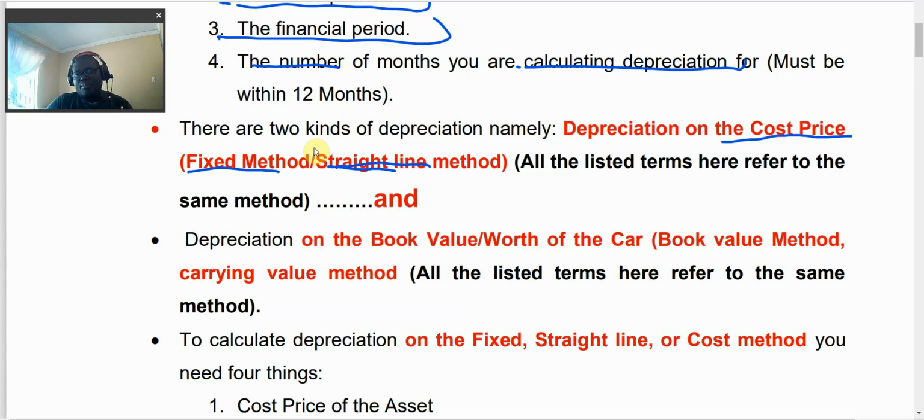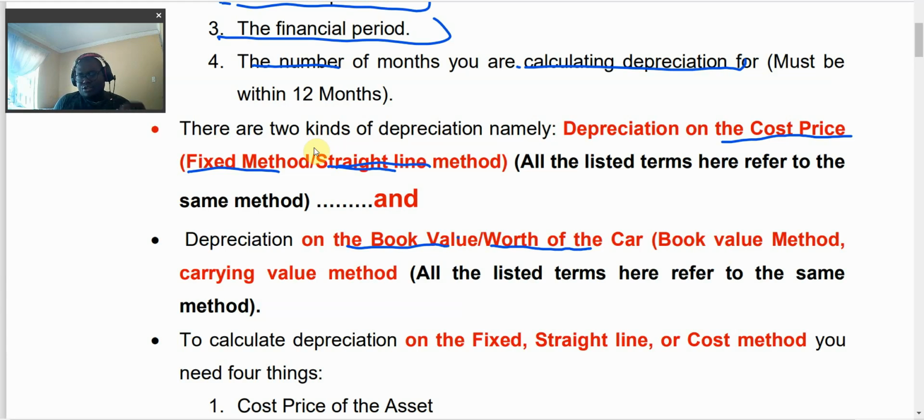And then the other type of depreciation that you need to be aware of is known as the book value method, which is the worth of the car at that particular time. The difference between the book value method and the cost price method is that in terms of book value, you need to find out the worth of that particular car or equipment or furniture that you are calculating for at that particular period. I will get into details about this as I explain the things that you need.